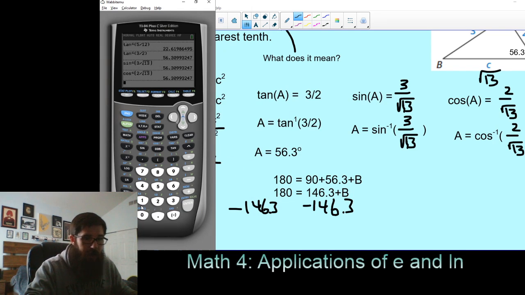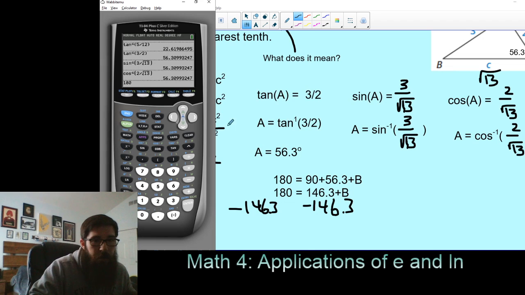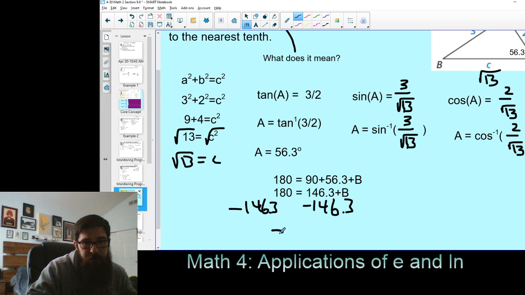Let's see what that's going to give me. I'm going to do 180 minus 146.3. 33.7 degrees is B.